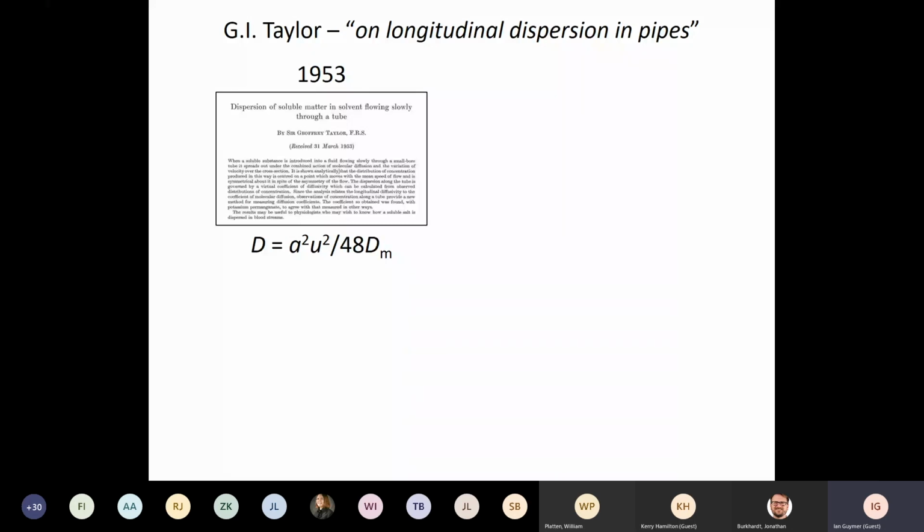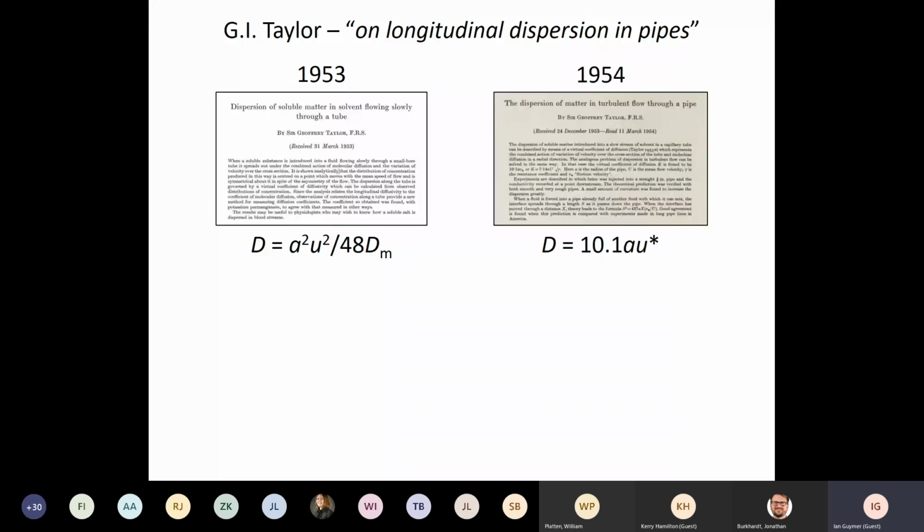And so he then went on to publish this paper which discusses how material spreads in laminar flow and gives the equation down the bottom that the dispersion coefficient is a function of pipe diameter, velocity, and molecular diffusion. He then extended it to look at turbulent flow and came up with an expression that covers the longitudinal dispersion coefficient as a function of pipe radius and bed shear velocity.